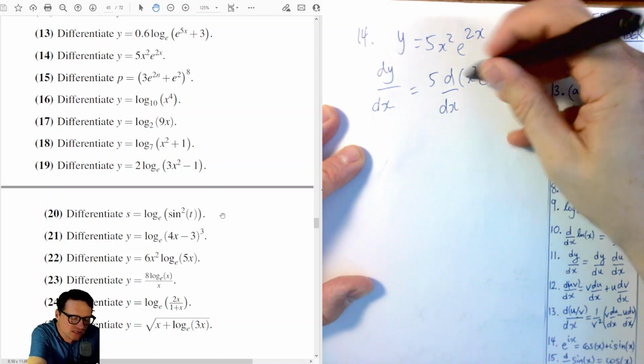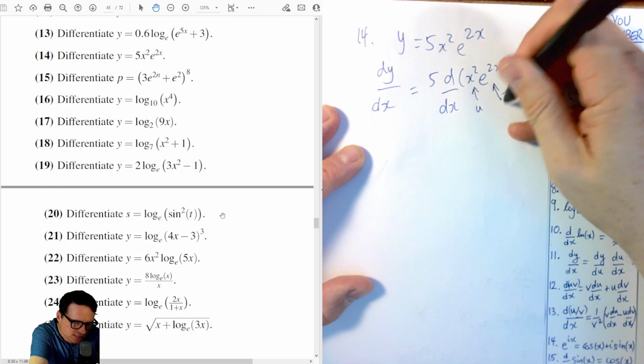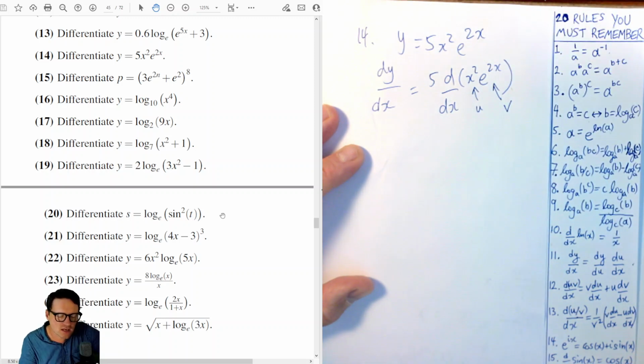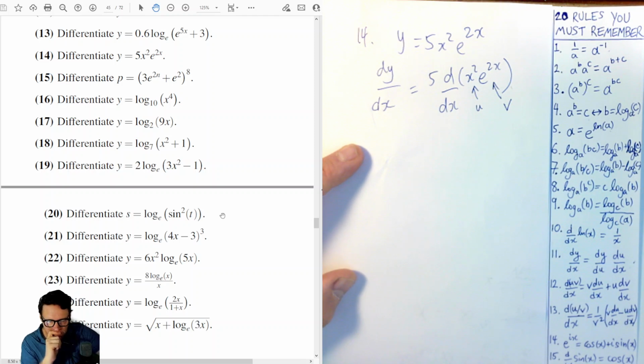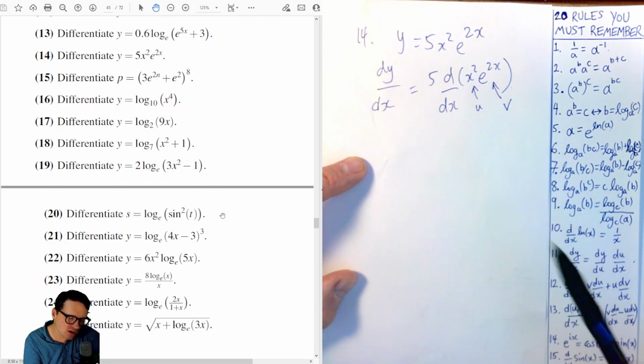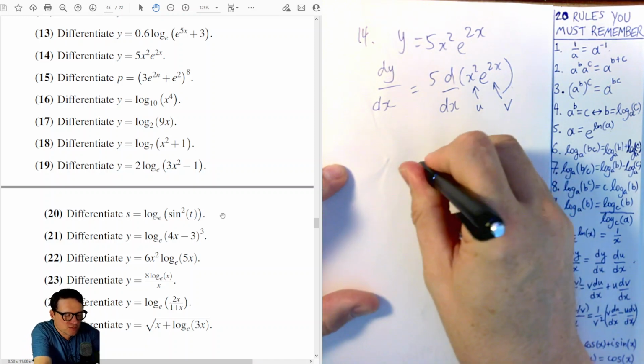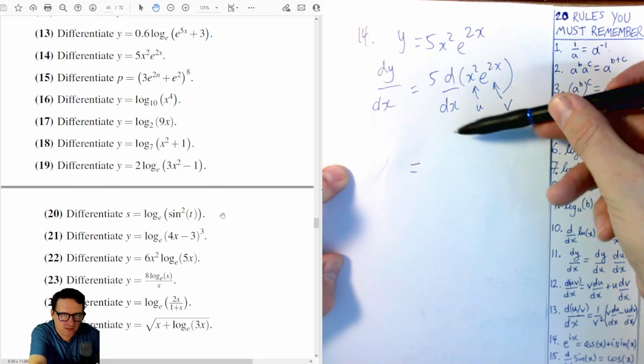Now let's call x squared u, and this exponential v, so that we're looking at rule number 12, the product rule of differentiation. I see this rule as the following: pull one of these out the front, differentiate the other one, then swap that around and add the results together. I'll leave a little bit of space here, show you what I'm doing, and then fill in the rule.